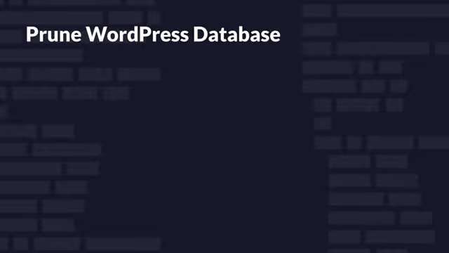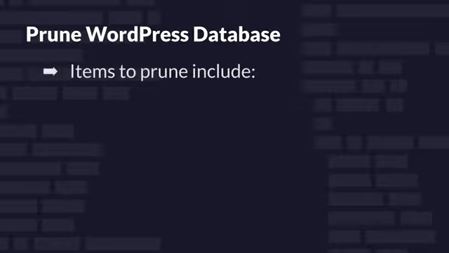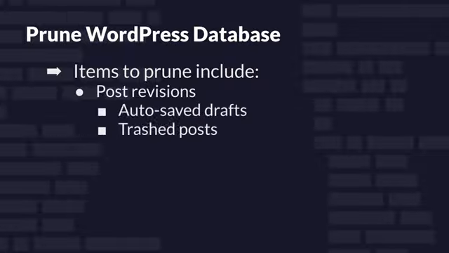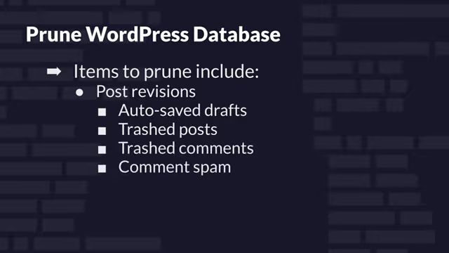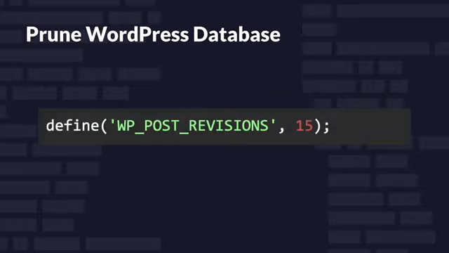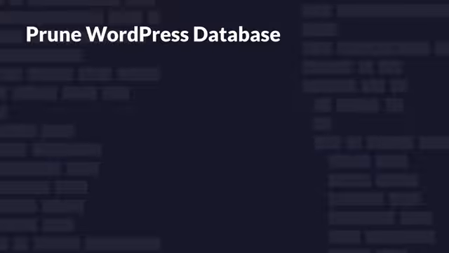Another thing you can do is to prune the WordPress database. Without intervention, WordPress will store junk and unused data in the database. Over time, this can add up, causing database bloat and serious performance lags. This includes items such as post revisions, which includes auto-saved drafts, trashed posts, trashed comments, comment spam, and tables for plugins and themes that are no longer active or installed, and transient records. In your wp-config.php file, add or edit the following setting to limit the number of post revisions saved to the database. Many resources exist on the internet for dealing with these items.